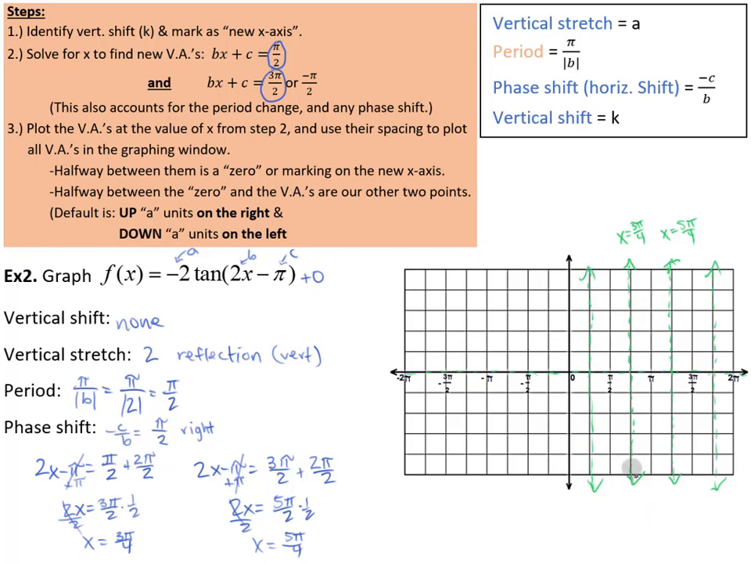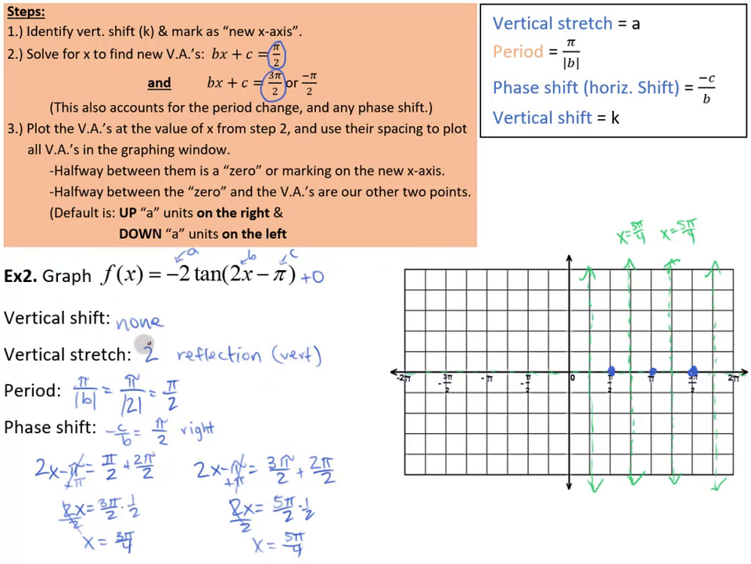Okay, so maybe we'll just do these ones and we'll move on from here. So now again, halfway between our asymptotes is always a 0 or a point on our new x-axis, which is the original x-axis because k was 0.